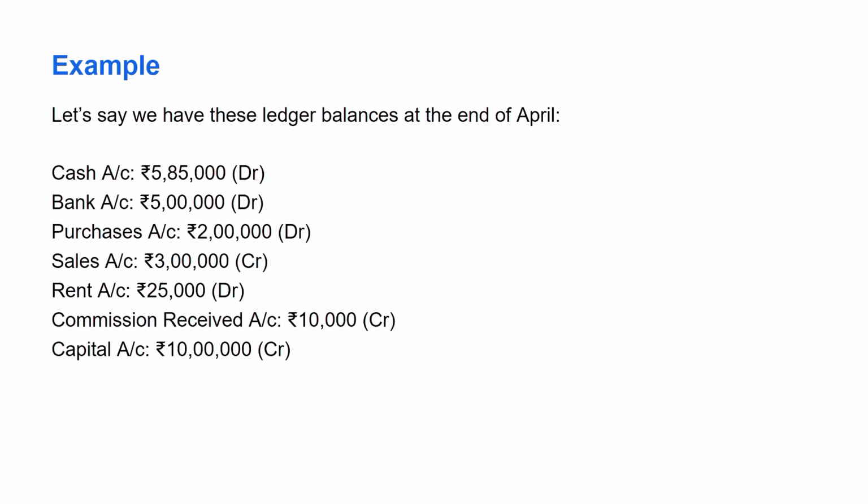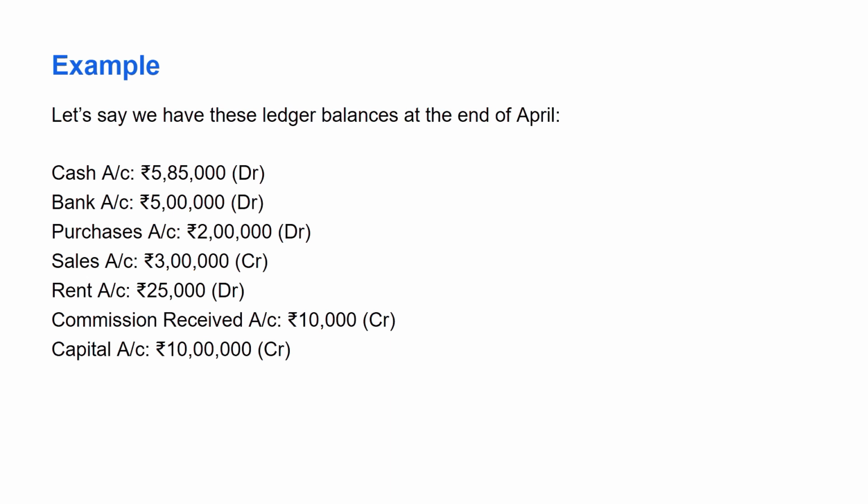Let's say we have these ledger balances at the end of April. These are the same balances we got in the ledger accounts from a previous video. That is cash account 5,85,000 debit balance, bank account 5 lakh debit balance, purchases account 2 lakh debit balance, sales account 3 lakh rupees credit balance, rent account 25,000 debit balance, commission account 10,000 rupees credit balance, capital account 10 lakh rupees credit balance.